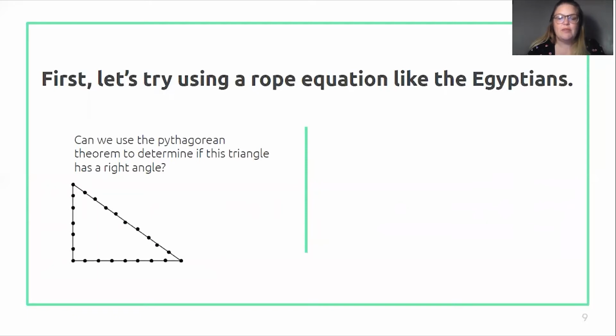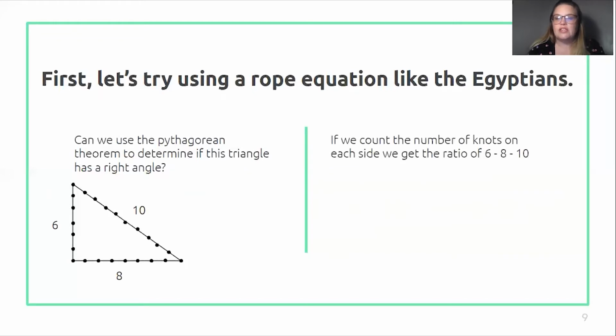Can we use the Pythagorean theorem to determine if this triangle has a right angle? If we just set this up, would we be able to tell if it was a right angle or not? If we count the number of knots on each side, we get the ratio of 6, 8, and 10. On the leg that's clear to the left, there are 6 dots. The leg that goes horizontally has 8 dots, and then the hypotenuse has 10 dots.